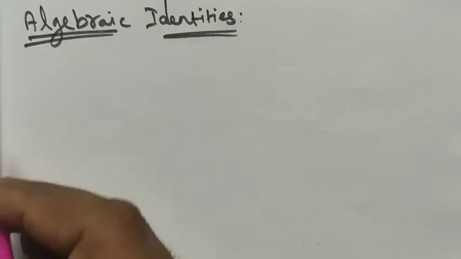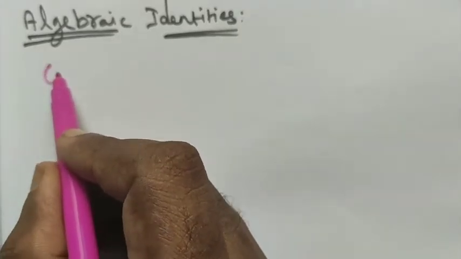Class 9. Today we are going to see algebraic identities. What are identities? We have already studied identities from standard 6th to 8th. An algebraic identity is an equality that remains true, with LHS equal to RHS, whatever value you apply in that particular identity. Let's recall the earlier identities we have learned.